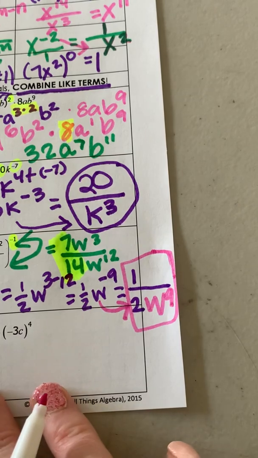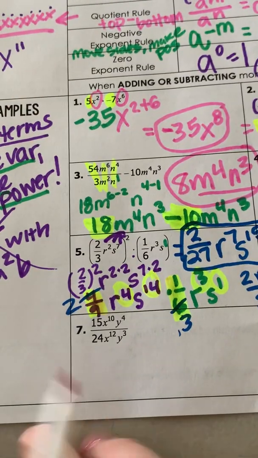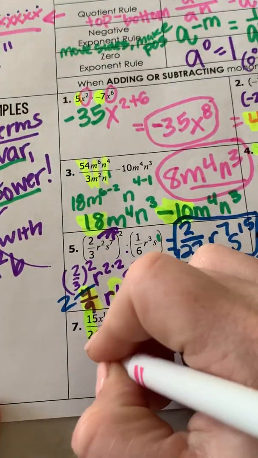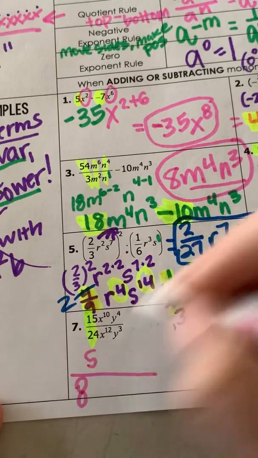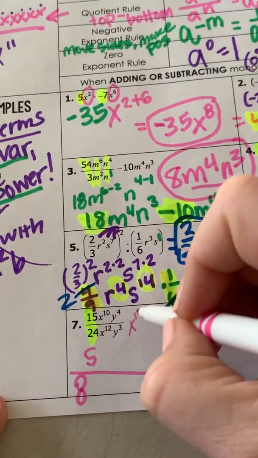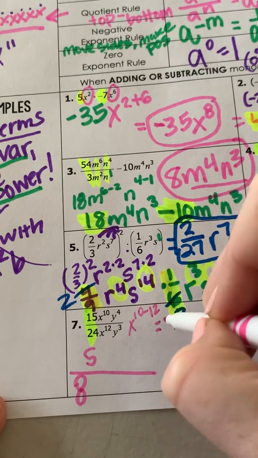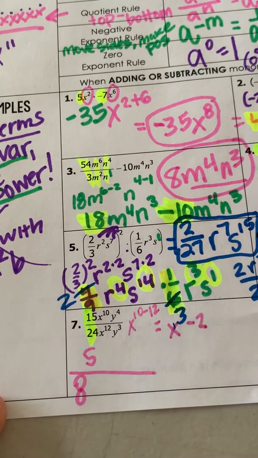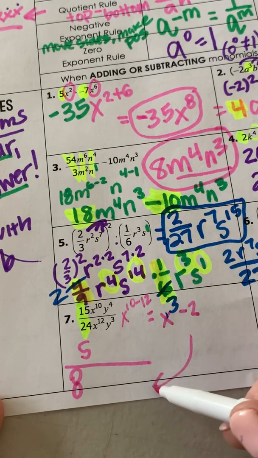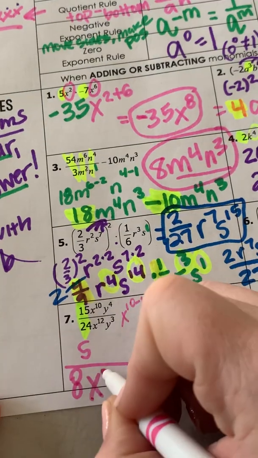All right, 17, let's try that quickly. 17, 15 over 24, or reduce that. 3 goes into both, so that gives me 5 over 8. Okay, then we're gonna take x to the top minus bottom. That would be x to the negative 2. So where does that need to go? It needs to go down here and become positive.